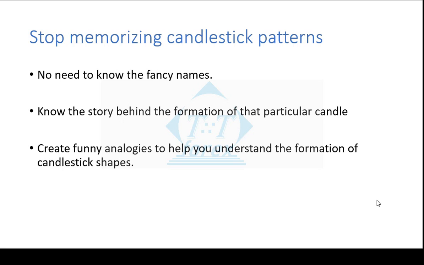So first of all, you have to stop memorizing candlestick patterns. Those fancy names, hammers, shooting stars, whatever, they do not give you the edge over the market. All you need to get an edge over the market is the story behind the formation of that candlestick. If you memorize them, you're going to confuse them for something else whenever they happen to be formed in areas they are not supposed to be formed. So stop memorizing them. Just know the story behind the formation of that particular candlestick. Then that's the edge you need over the market.